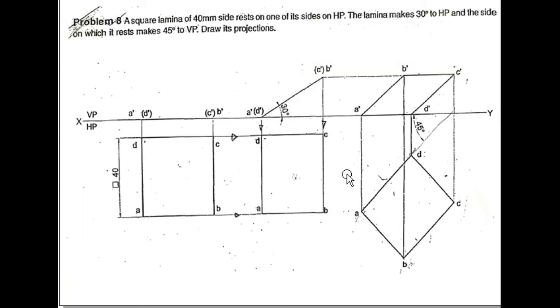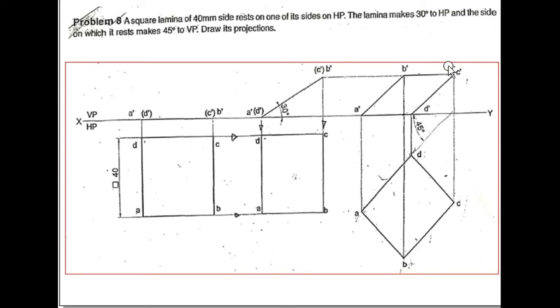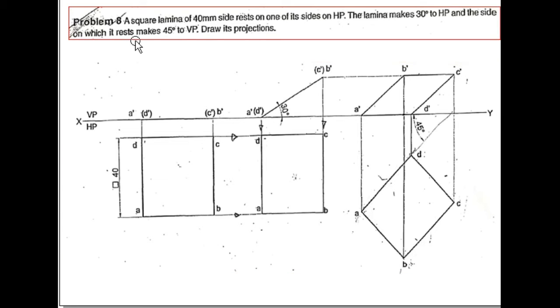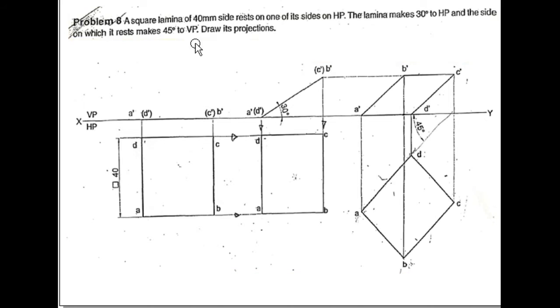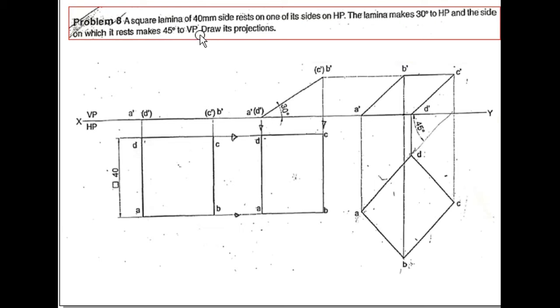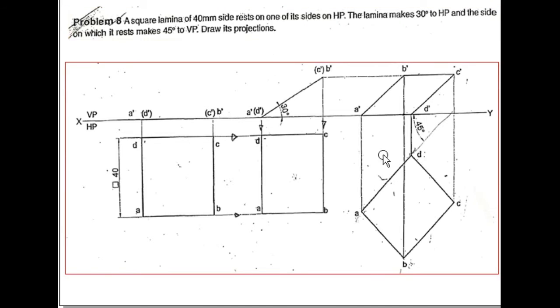Next, representation of line inclination. So you can see here, the line inclination is what? The side on which it rests makes 45 degrees to VP. So this is the side which is resting and it is making an angle of 45 degrees to VP. If the angle is with respect to VP plane, that will be seen in the HP plane. So that is why, whatever the view we have, we have to tilt it at an angle of 45 degrees, and this side AD is the side which is resting. So that has to be represented at an angle of 45 degrees. So the same thing is placed on the 45 degree line.